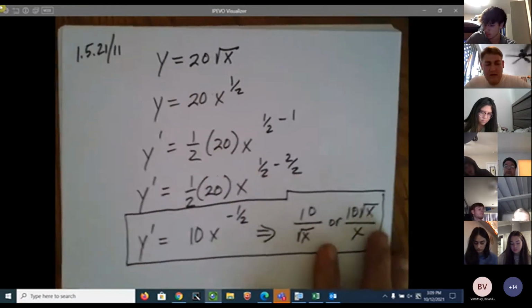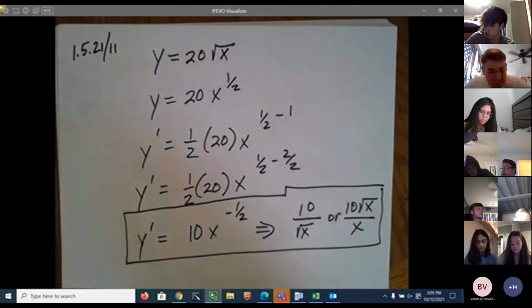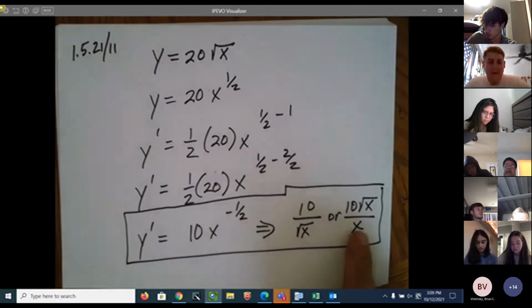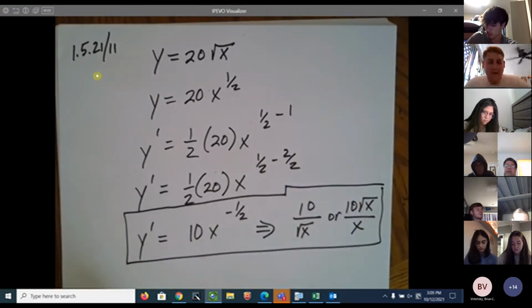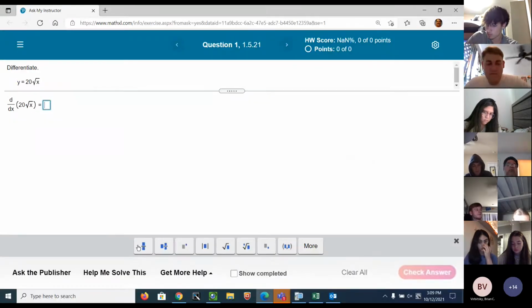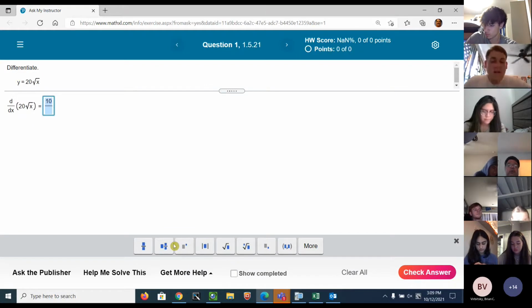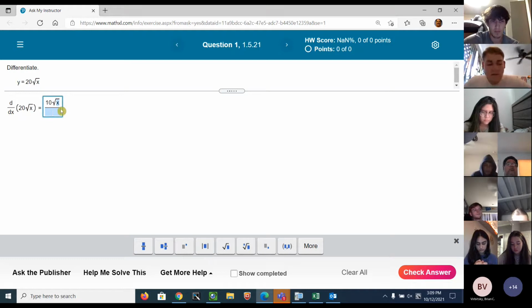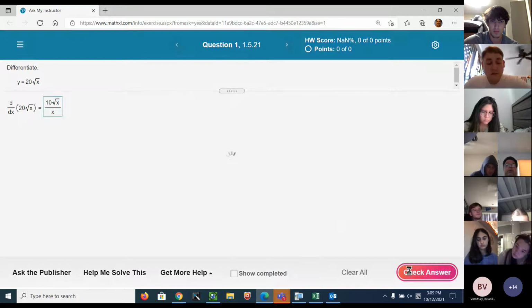Should be your answer. I'm going to put the last one to see if they'll take it, rationalizing the denominator. 10 square root of x over x, see if they'll take it. Yep, they do.